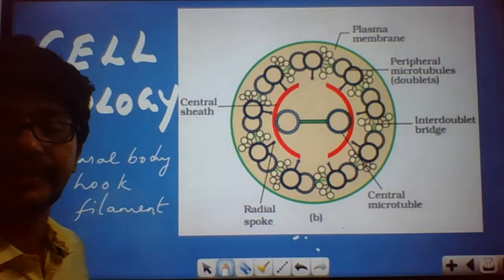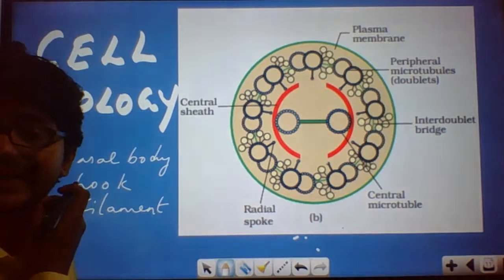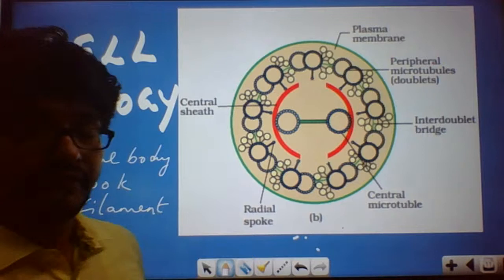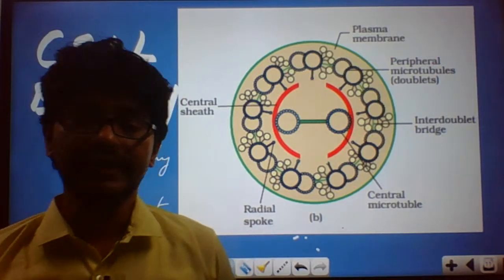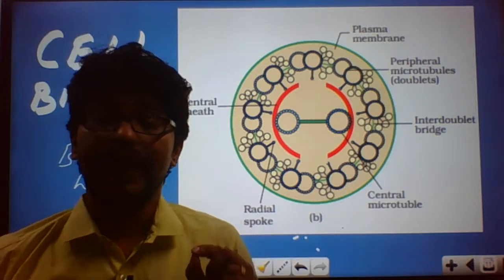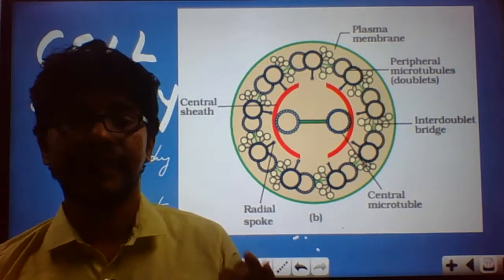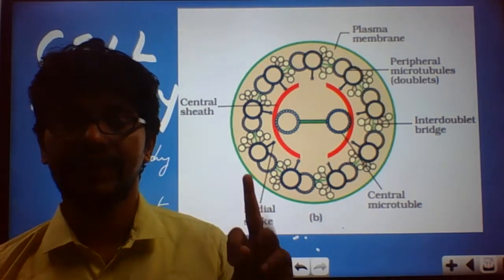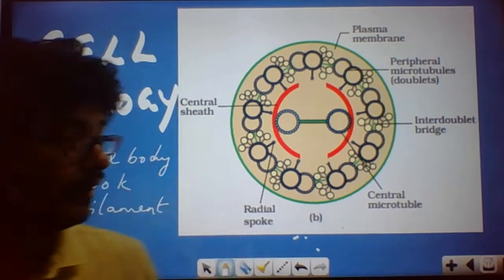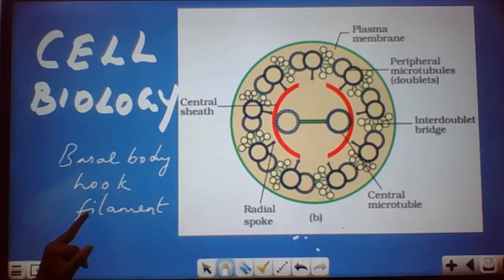You could see this in the case of flagella, and also in the case of pili and fimbriae. These are structures that you could see in bacteria. Is there any difference between flagella, fimbriae, and pili? These are all structures that you could see in the bacterial cell. So in the bacterial cell, you could see three types of locomotory-like organs: flagella, pili, and fimbriae. All of these play a very important role and have a basal body, hook, and filament.